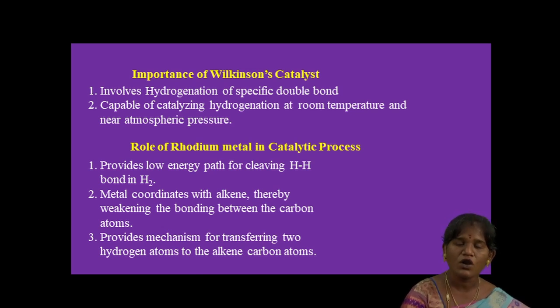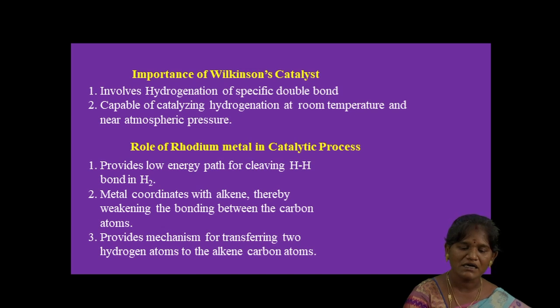Let's see the role of the rhodium metal in the catalytic process. First, it provides a low energy path for cleaving the H-H bond in the hydrogen molecule. So it reduces the activation energy, the energy barrier for the hydrogen molecule. Then secondly, rhodium coordinates with the alkene, thereby weakening the bonding between the carbon atoms of the olefin. So it weakens the carbon-carbon double bond of the olefin.